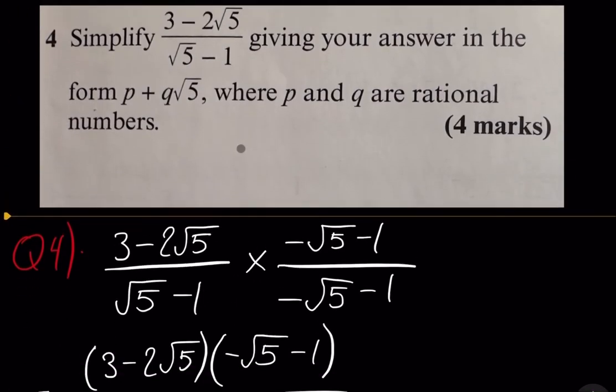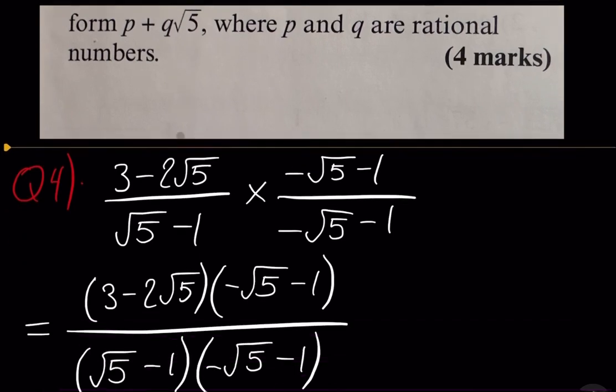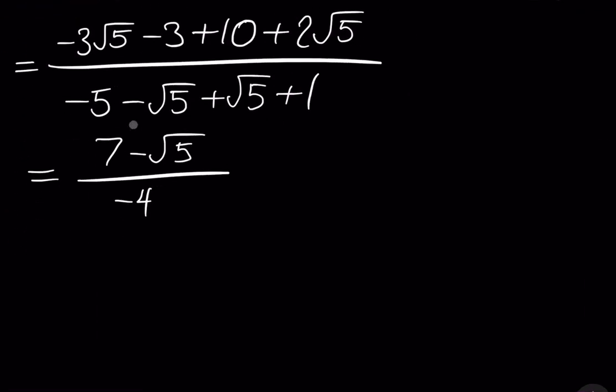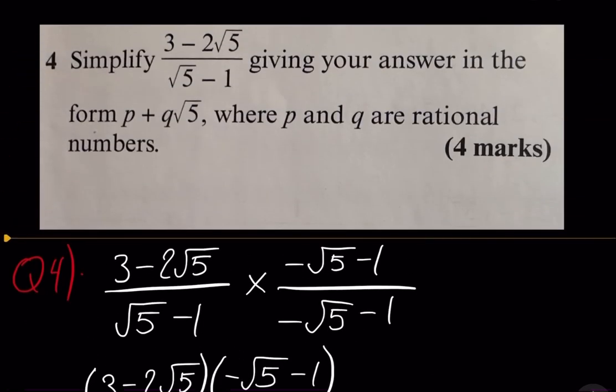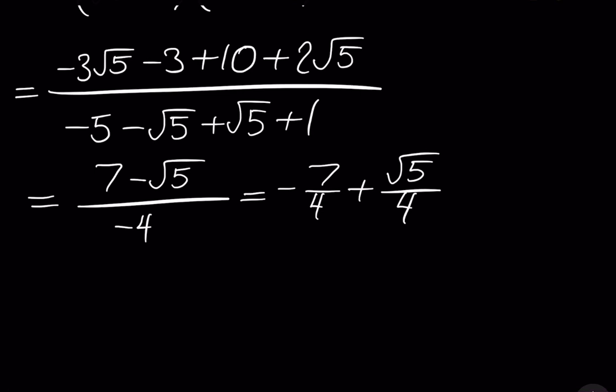And now it wants us to give our answer in the form p plus q root 5, where p and q are rational numbers. So in other words, here we have to divide all the terms in the numerator by the denominator. So we have to do 7 divided by minus 4, which is minus 7 quarters, and then plus root 5 over 4. And that's the final answer. So the final answer is negative 7 over 4 plus root 5 over 4.